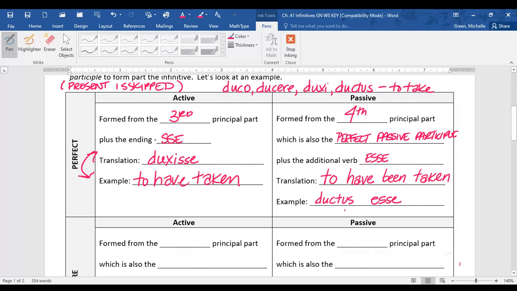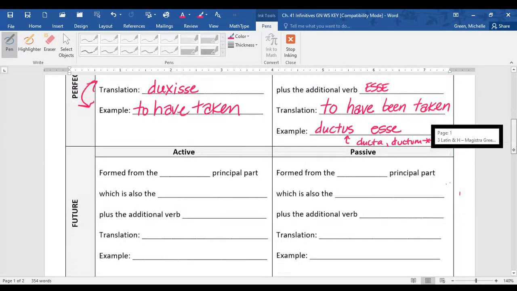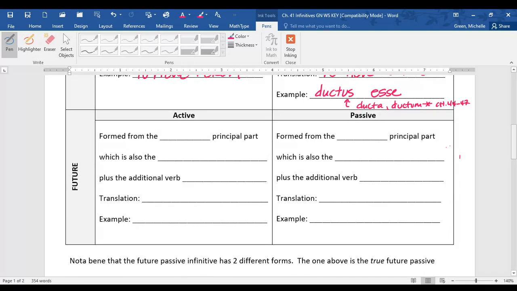And then you can see ducta and ductum, but this won't come into play until we do chapters 44 through 47. So just as an FYI, for all points right now, we'll just keep it as the masculine singular, which your textbook does as well. Okay, so notice I used my perfect participle to form my perfect passive infinitive.